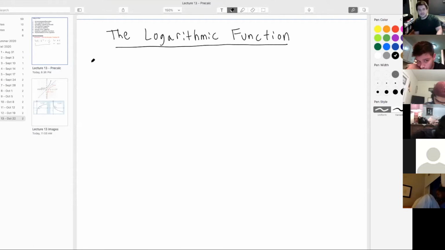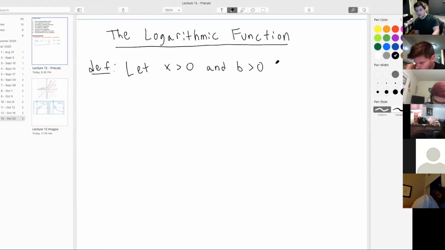Okay, so let's just start off with a definition. What is the logarithm? What does it mean? Let me set up some notation. Let x be strictly greater than 0 and b be greater than 0 with also b not equal to 1. It's that same assumption as before: we want b to be greater than 0, but not be 1. So that's the setup with the notation.